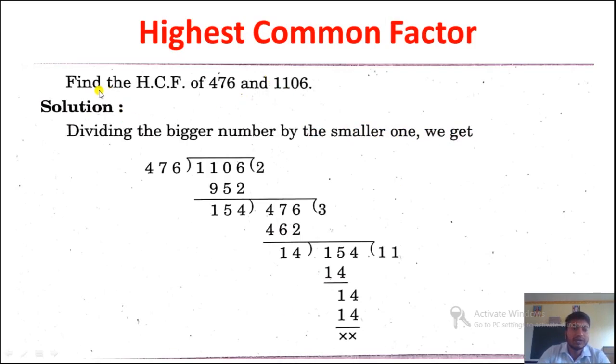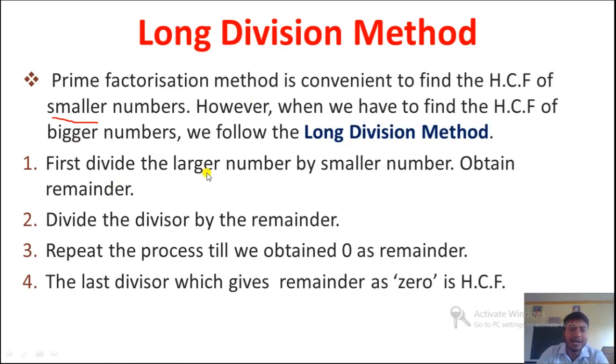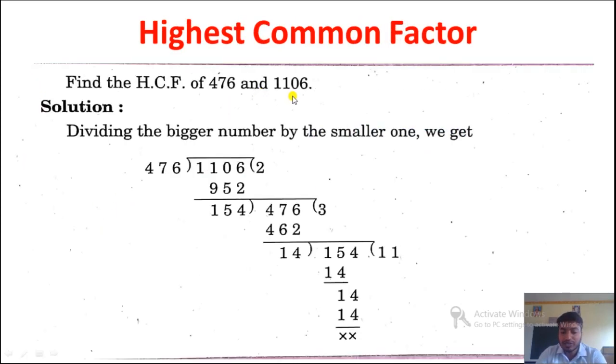So here we have the question: find the HCF of 476 and 1106. According to the steps, first divide the larger number by the smaller number and obtain the remainder. Which one is the larger number here? 1106 is the larger number and this is the smaller number. So we will divide 1106 by 476 and we will get the remainder.